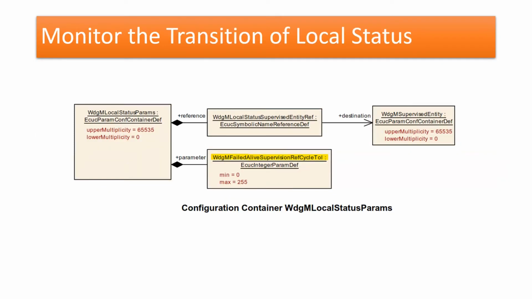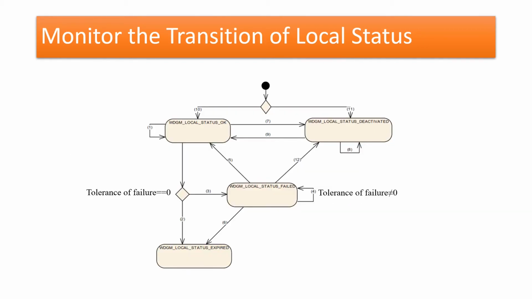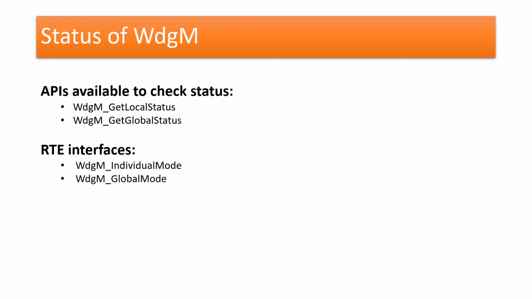Monitor transitions of local status. For each supervised entity, the Watchdog Manager maintains its local status. Also, it provides a configuration for the tolerance for failure. Means, for example, 3 consecutive failures can be considered as a failure if the tolerance is configured as 3. The status transition flow also differs based on the configured value of fail tolerance. For instance, if we have a fail tolerance equal to 0, then the status directly changes to expired, otherwise it transitions to the failed state.